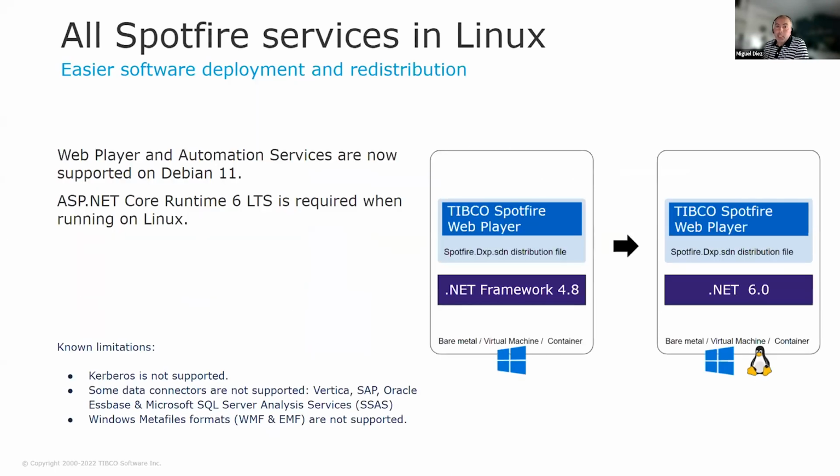As I mentioned, in Spotfire 12.0, we can run all Spotfire services in Linux. We have migrated the web player and automation services from .NET Framework 4.8, only available in Windows, to .NET 6. And now that means that the web player and automation services are supported on Linux, in Debian 11 to start with, and .NET 6. To provide a smooth change for all of our customers, you can still run these two Spotfire services as before on Windows using .NET Framework, or on Linux using .NET 6.